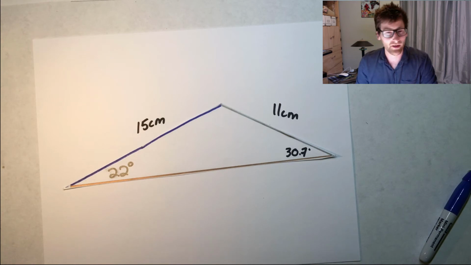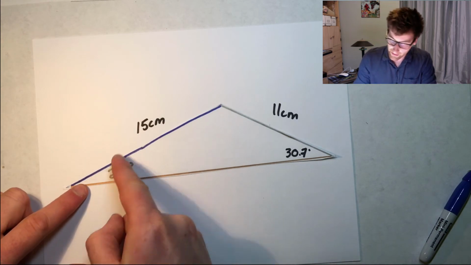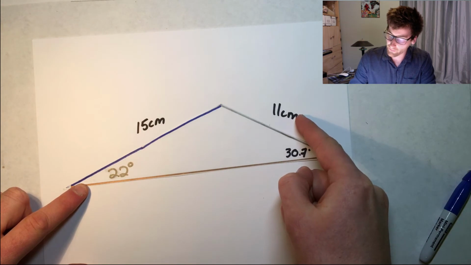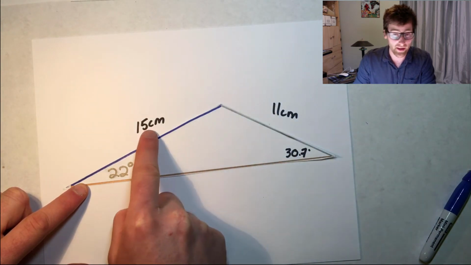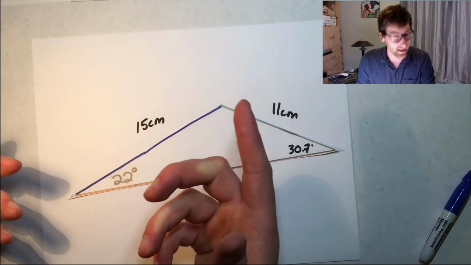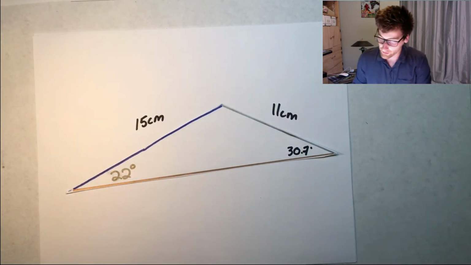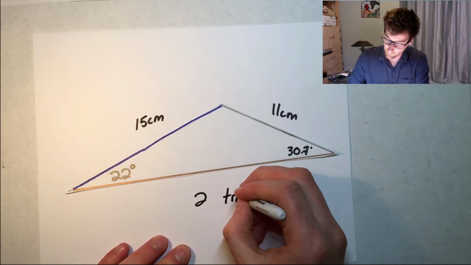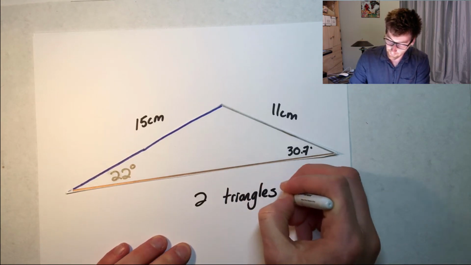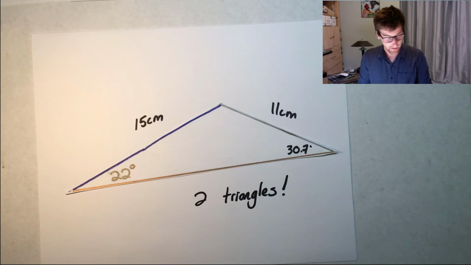But you're saying, how do you know it's ambiguous sine law? Well, because it's angle side side, and this side length is smaller than this one, but not too small that it doesn't make a triangle. So you know that there's going to be two triangles. But the problem is, how do you get the other one?